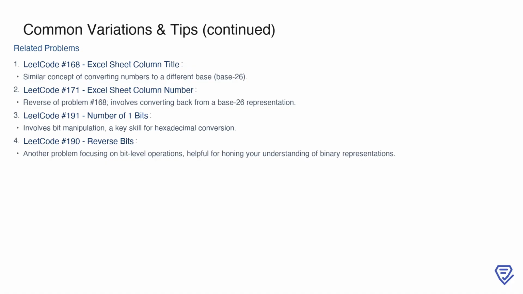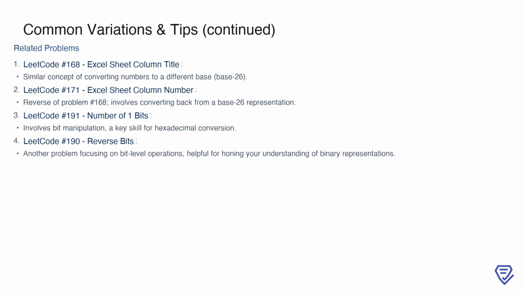There are also several related problems that build on similar concepts, making them great for practice. For instance, LeetCode number 168, Excel sheet column title, involves converting numbers to a different base, specifically base 26. Its counterpart, LeetCode number 171, Excel sheet column number, reverses this process by converting back from base 26. Another related problem is LeetCode number 191, number of 1 bits, which focuses on bit manipulation, a skill that's directly relevant to hexadecimal conversion. Lastly, LeetCode number 190, reverse bits, is another excellent problem for deepening your understanding of binary representations and bit-level operations.